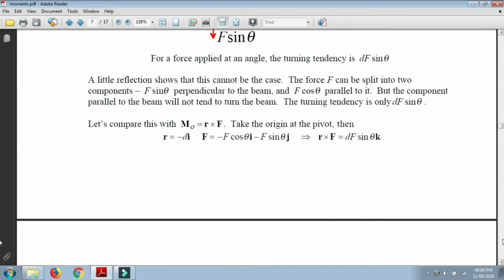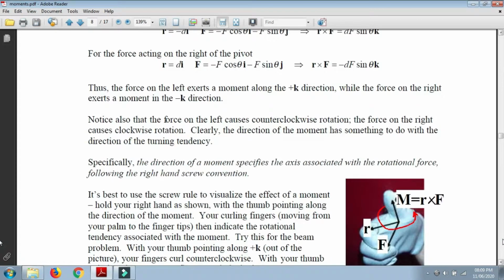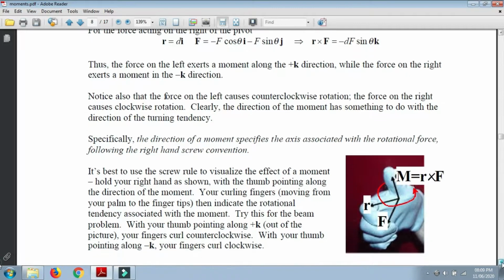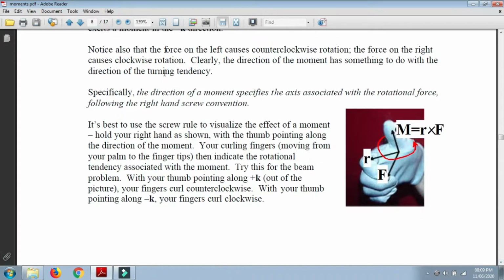So we will leave this because in the other theory we will be understanding it. Just consider what I am telling you. If you want to understand the direction of the movement, you use the right hand rule. One finger will be called R, the other finger will be called F, and this will be your movement. If you curl from R to F with your right hand, it will give you the direction of the thumb, which is R cross F. The direction of movement specifies the axis associated with the rotation force following the right hand rule convention.